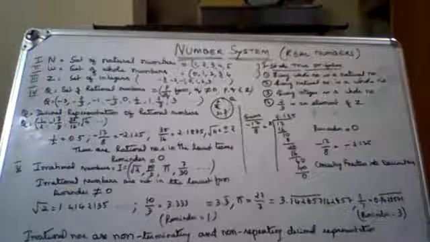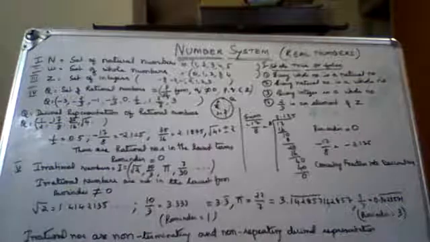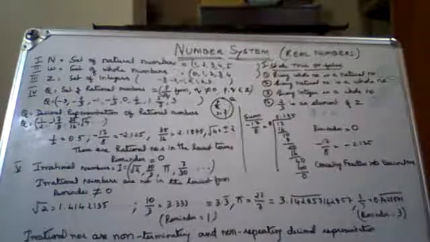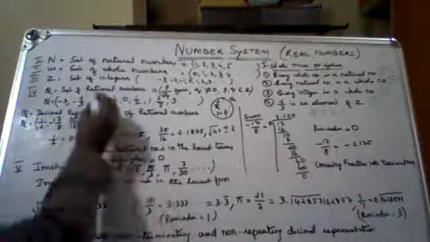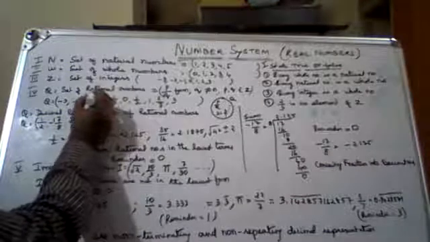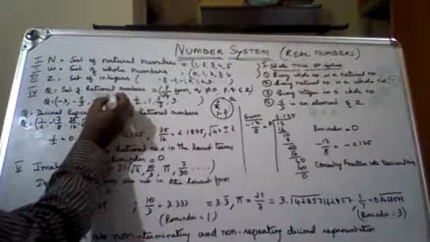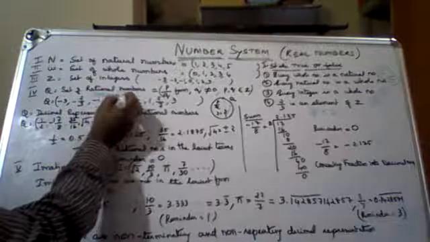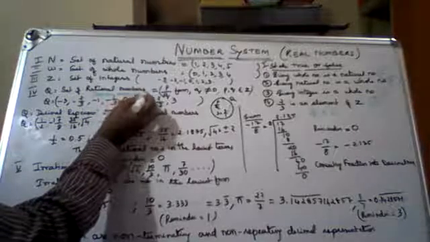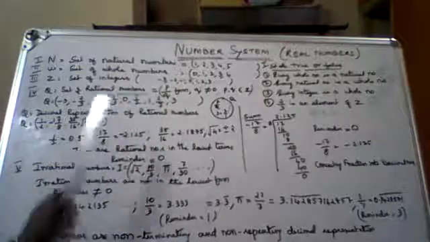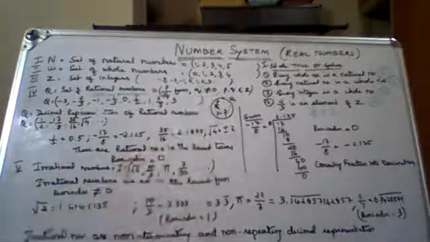Today we will go to rational numbers. Set of rational numbers is called descriptive form. Rational numbers are written in the form P by Q, and Q should not be 0.